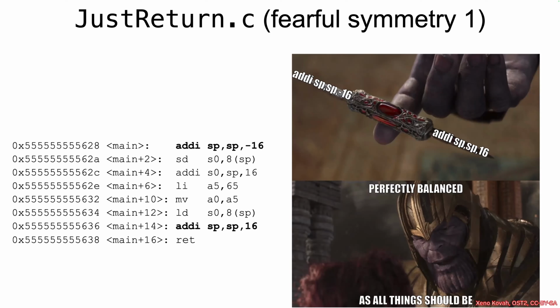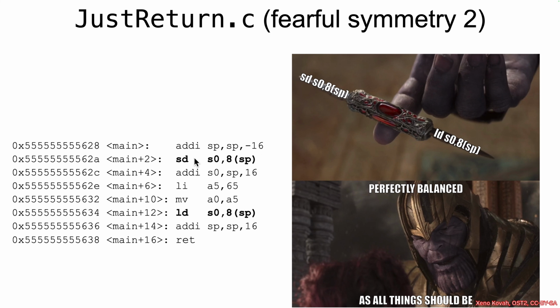So I just want to point out a little fearful symmetry in the JustReturn code, and that is the fact that we have an addi of -16 to the stack pointer at the beginning to allocate stack space, that is allocation of the stack frame for main, and the addi of +16 at the end to get rid of the stack space. So stack moved down to allocate space for main, stack moved back up to get rid of it. Perfectly balanced as all things should be.